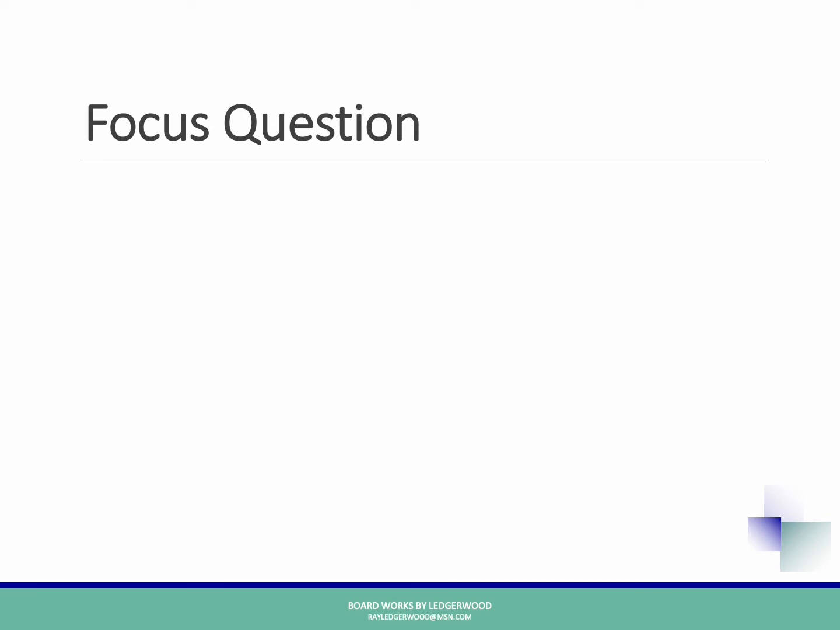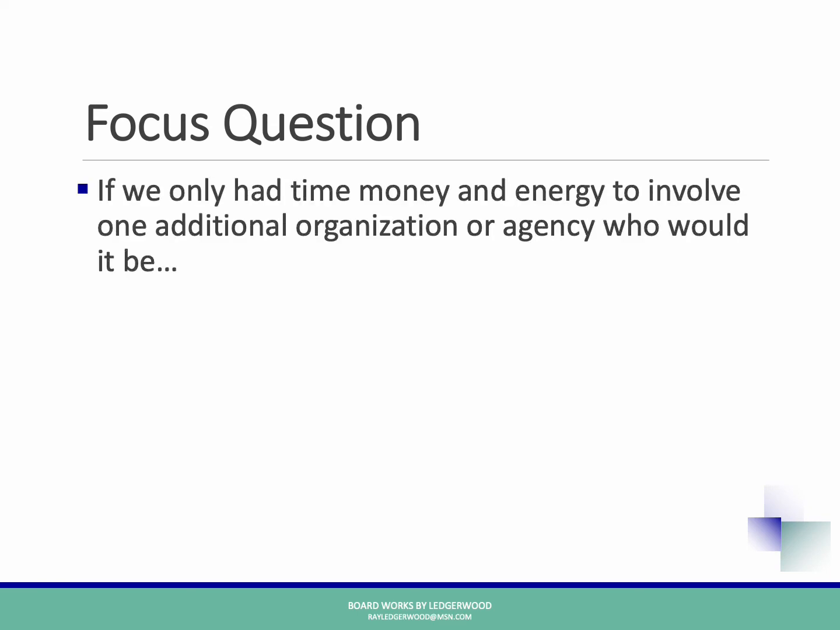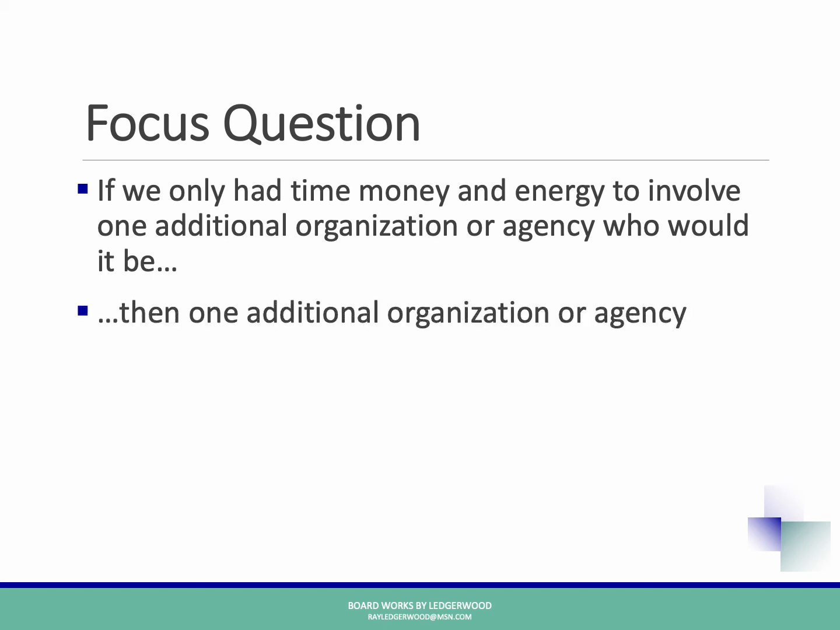A really great activity is a simple focus question that you can have individuals write their responses to, and then collect those responses and discuss them in terms of who we need to invite to our local work group. If we only had time, money, and energy to involve one additional organization or agency in our local work group, who would it be? And then have individuals write that down, and then write down a second additional organization or agency that we would invite beyond that first one.